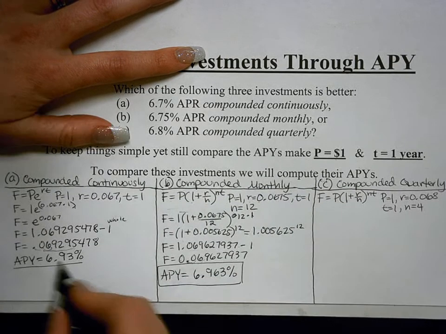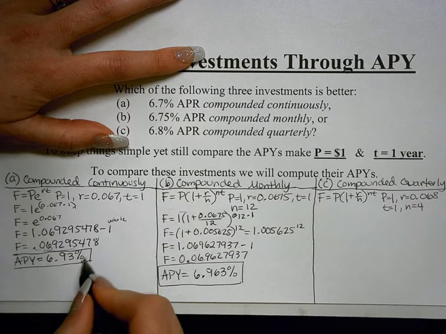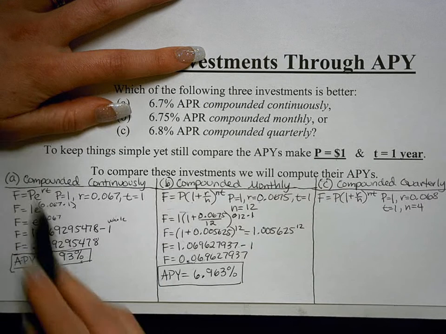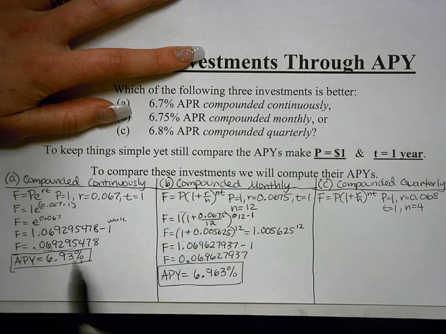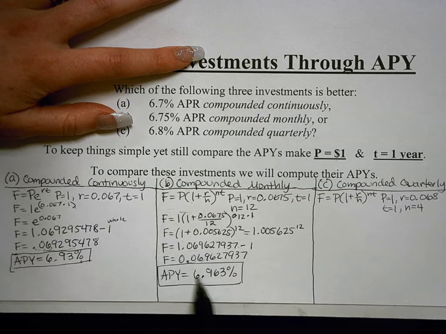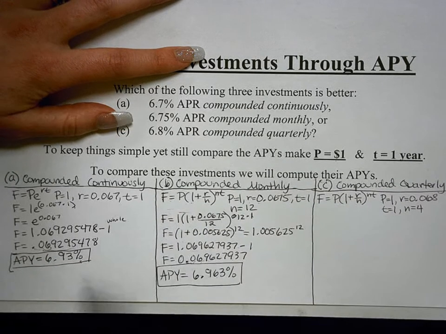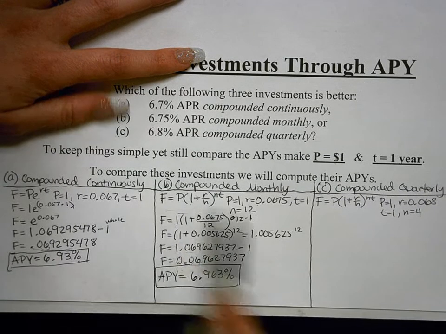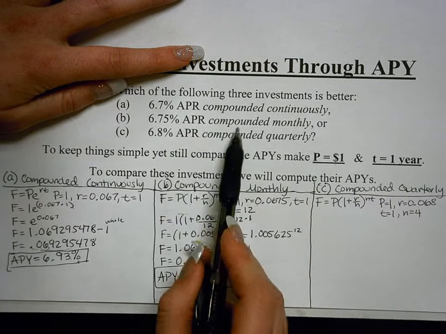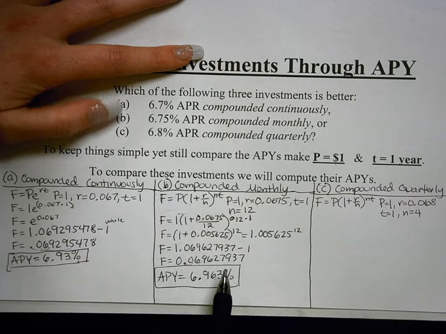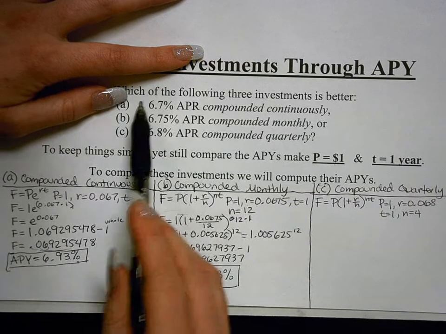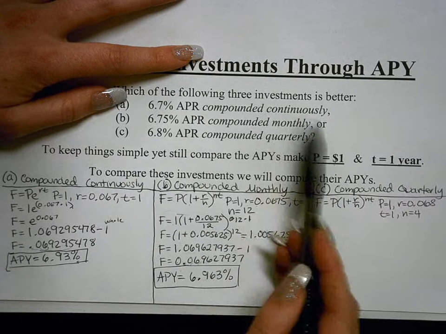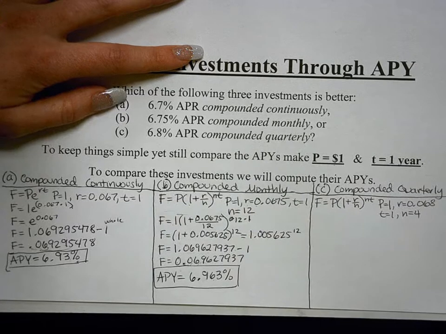So looking just at these two investments, this first one has an APY of 6.93. The second one has an APY of 6.963. So it's obvious when we compare these two percentages that this 6.75% APR compounded monthly is actually a better investment than 6.7% compounded continuously, even though the compounded continuously formula is a better formula. This is the better deal so far.